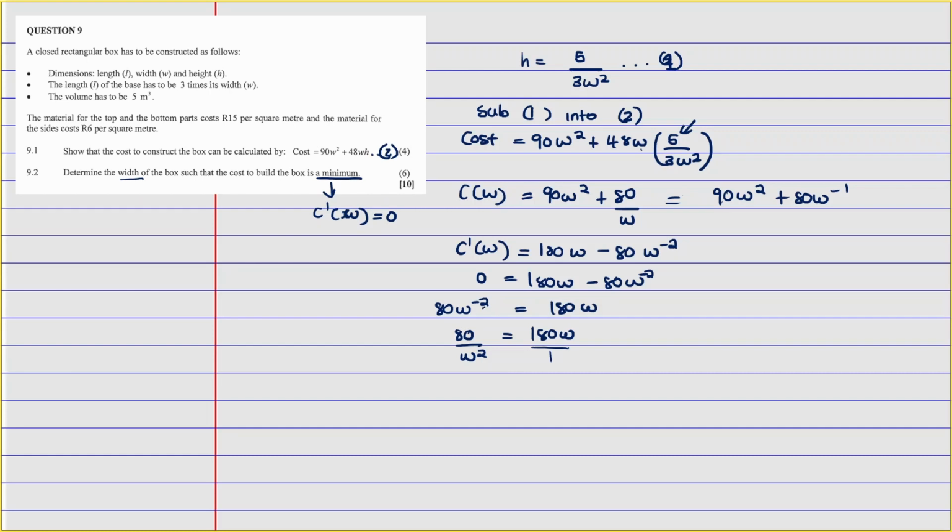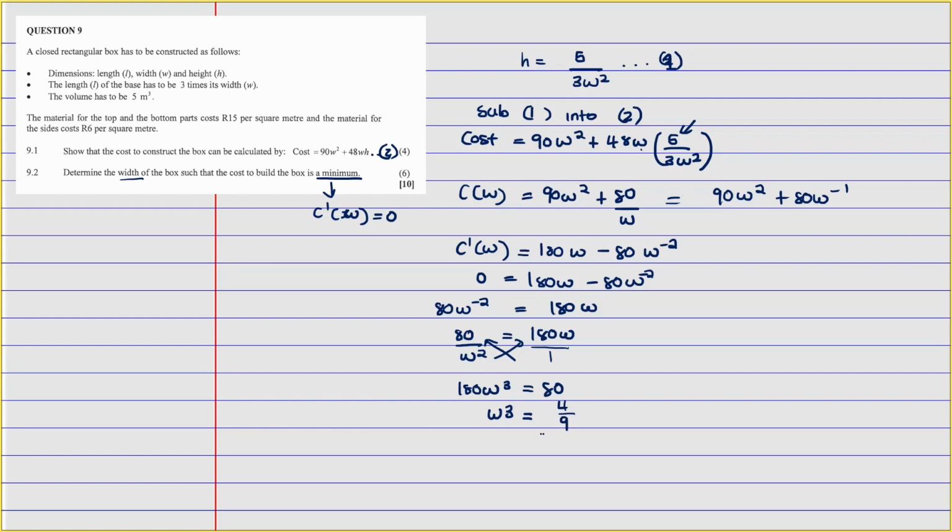Yes, so now I'm going to cross multiply. So it's going to be what? 180w multiplied by w squared, which is going to be the same as 180w cubed. Are you okay with that? Then it's going to be 80 multiplied by 1, so it's going to be the same as 80. Get rid of 180, meaning divide both sides by 180, which is going to give me w cubed is equal to 80 divided by 180, which is going to give me 4 over 9, right?